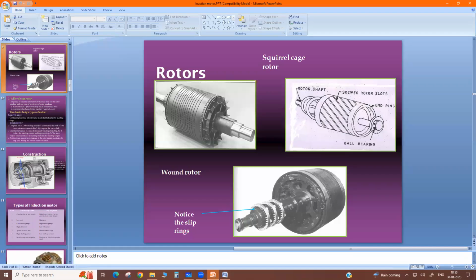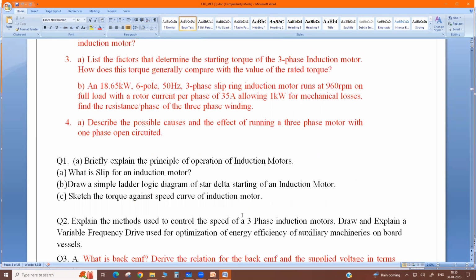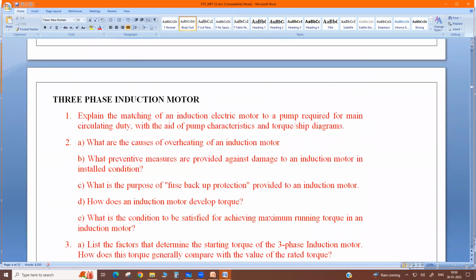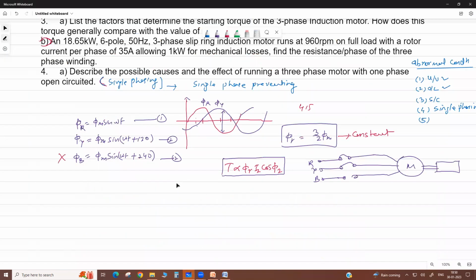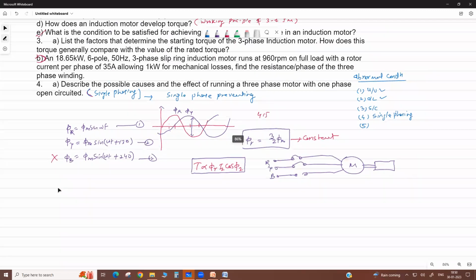Well, another question was also there. Here it is not there. One question is also there, and then only.